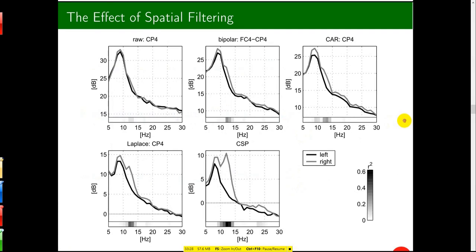Now let's assume that we have applied these four different types of filters to the original raw CP4 channel. When you do bipolar subtraction of FC4 and CP4, you have some small effect on both cases, left and right. Here, R square is a metric that shows the discriminatory level of two class patterns. We see some pattern here. When you apply common average referencing, the effect is as follows. Much better. Laplace, common average, which is global, and Laplace, which is local. We already see discrimination. Very simple filters, but improving the original raw data by maximizing the difference, the variance, of two classes.